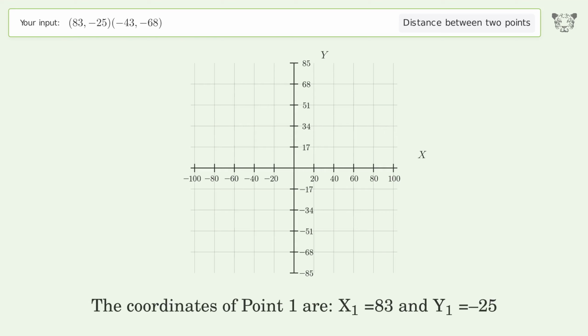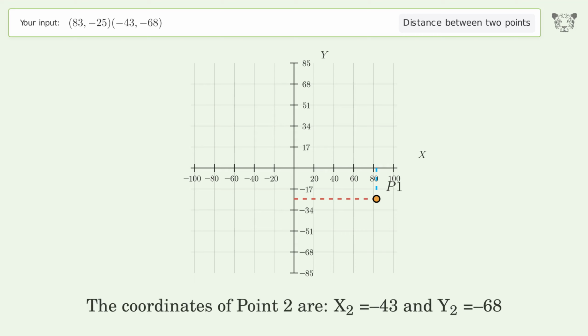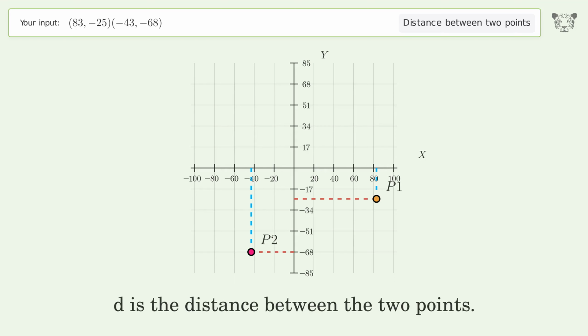The coordinates of point 1 are, x1 equals 83 and y1 equals negative 25. The coordinates of point 2 are, x2 equals negative 43 and y2 equals negative 68. D is the distance between the 2 points.